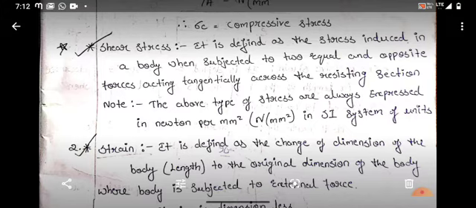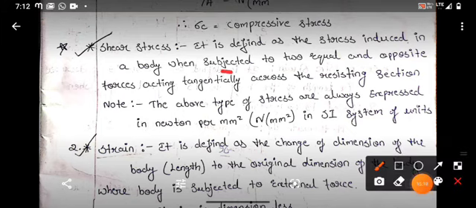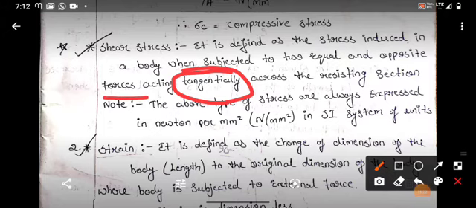Two equal and opposite forces acting tangentially. Here, the main important word is tangentially. How is the force acting? Tangentially across the resisting section. So, across the resisting section, tangential force is acting. Because of that, the area will be under stress. That type of stress is called shear stress.